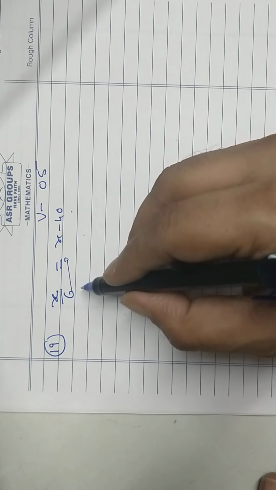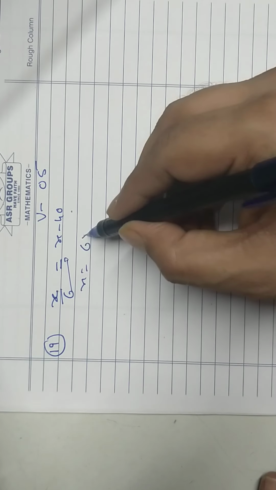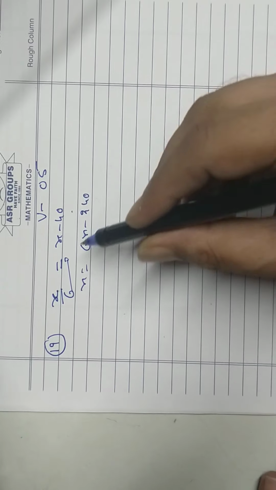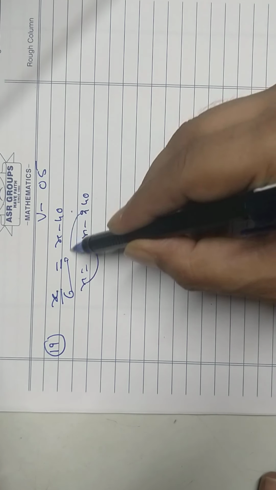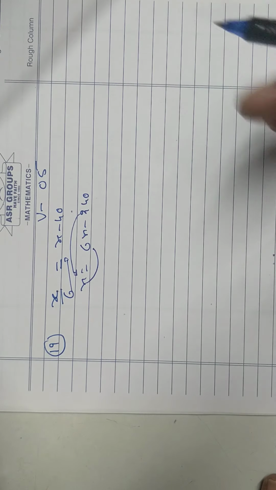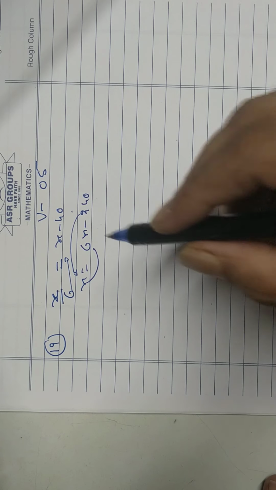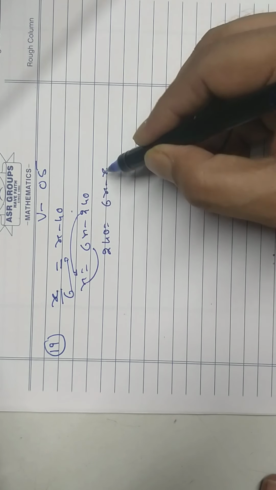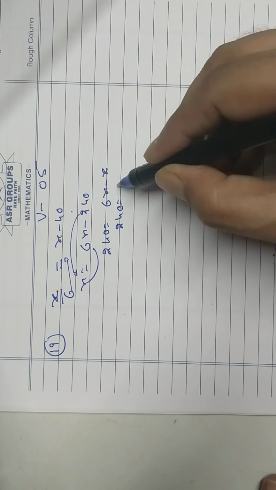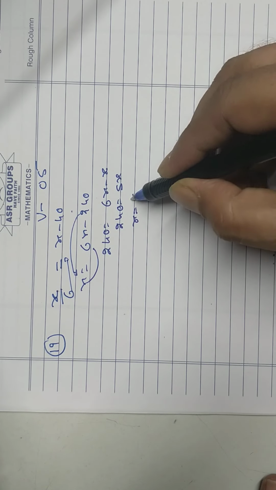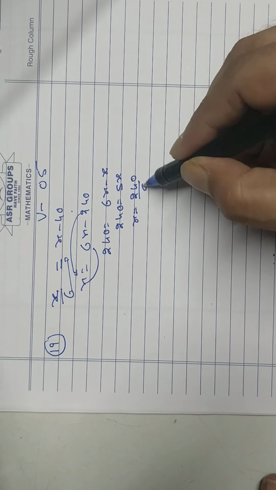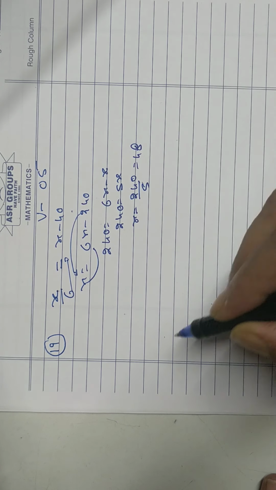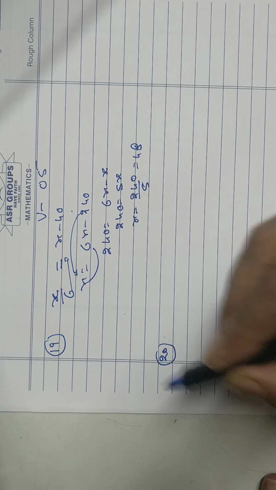Cross multiplication: x equals 6x minus 240. Bring x here and 240 there, just transfer. 240 is 6x minus x, 240 is 5x, x equals 240 upon 5 equals 48.